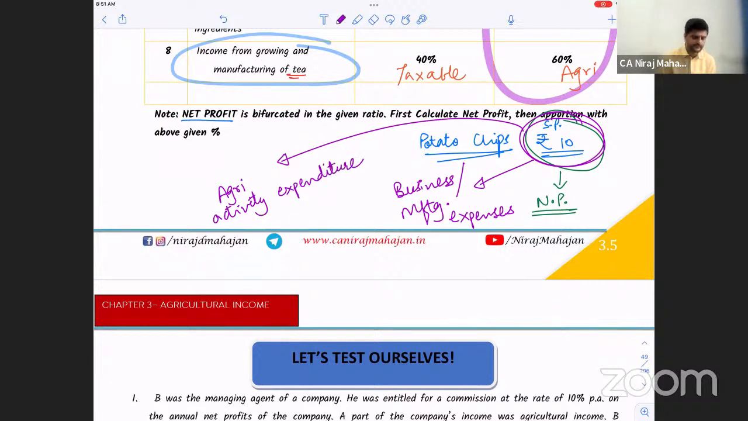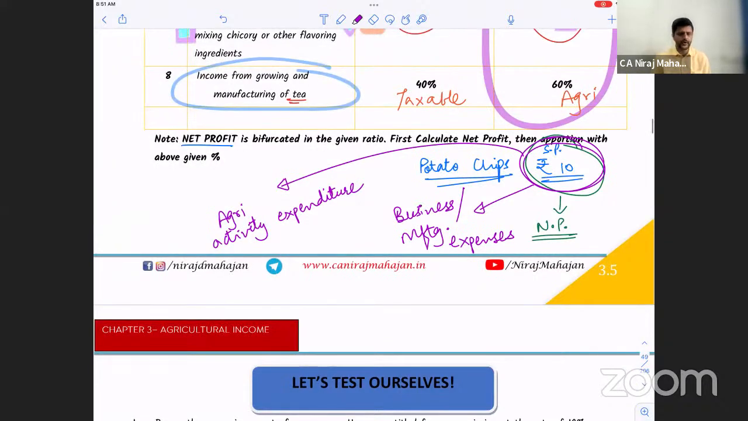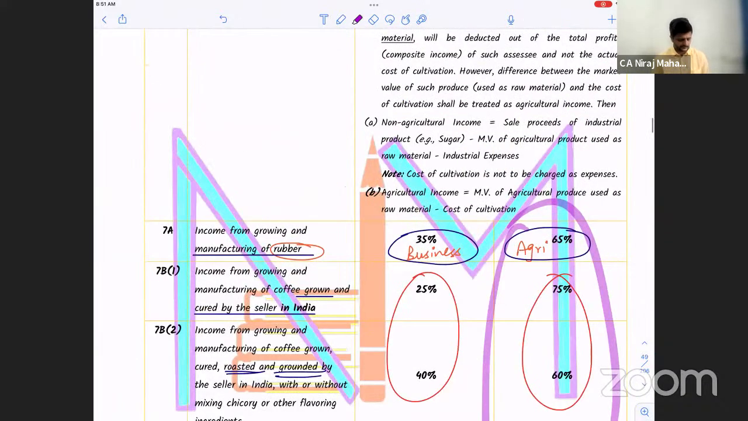Okay, all of you got it? Because to sell potato chips at ₹10, I need to first grow potato. So even agri expenditure, I have to reduce from the selling price to arrive at the net profit. And obviously that business manufacturing costs also have to be reduced. This is clear, tell me. Indrajit, Nitin, Kushbu, Mansi, all of you, tell me guys. Should we go ahead, all of you? All right.